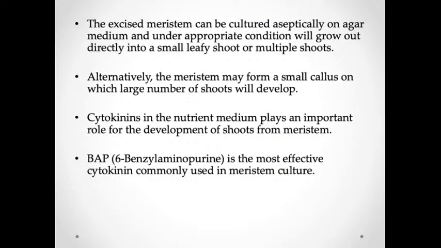It says that the excised meristems can be cultured aseptically on agar medium, and under appropriate conditions will grow out directly into small leafy shoots or multiple shoots. Or you can grow some small callus first, then grow into the roots which will develop further. In this case, cytokinin plays a major role in the nutrient medium for the development of the meristems. An example of cytokinin here is BAP, that is 6-benzylaminopurine. 6-benzylaminopurine is one of the most effective cytokinins commonly used in meristem culture.